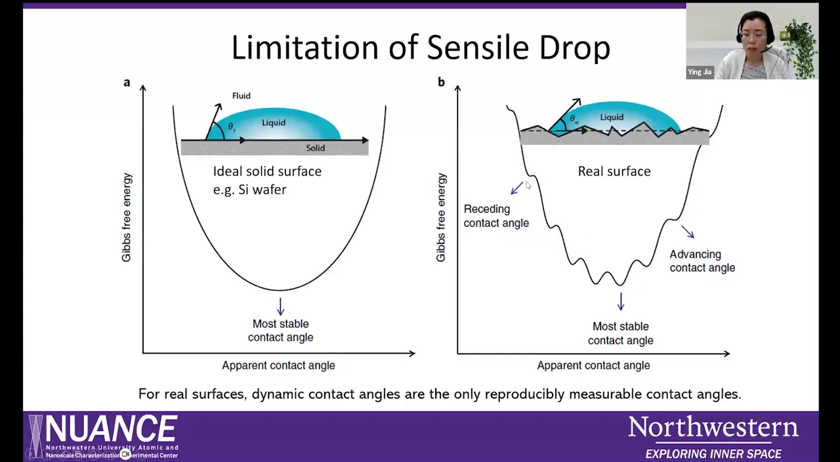So this metastable state can also trap the liquid and show you a contact angle. By just depositing a liquid onto the surface, you can measure any of those little local minima. This makes the measurement not reproducible, because every time you land in a different minimum, you get different results. In this case, the only reproducible measurement is the dynamic contact angle.